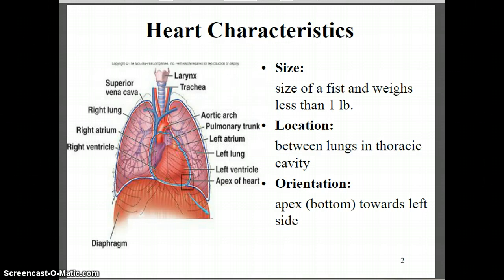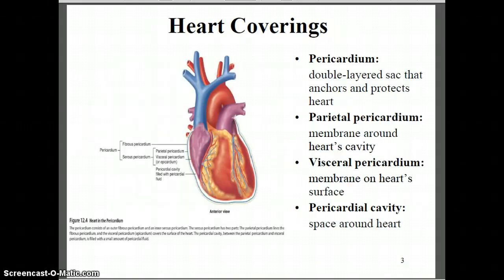Here are the characteristics of the heart, as well as a diagram of some of the major features of the heart and major vessels. It's about the size of a fist and actually weighs less than a pound. It is muscular material. It is located between the lungs in the thoracic cavity. The apex of the heart in most people points to the left side, although there are differences in that particular anatomy. Notice the diaphragm and its close relationship.